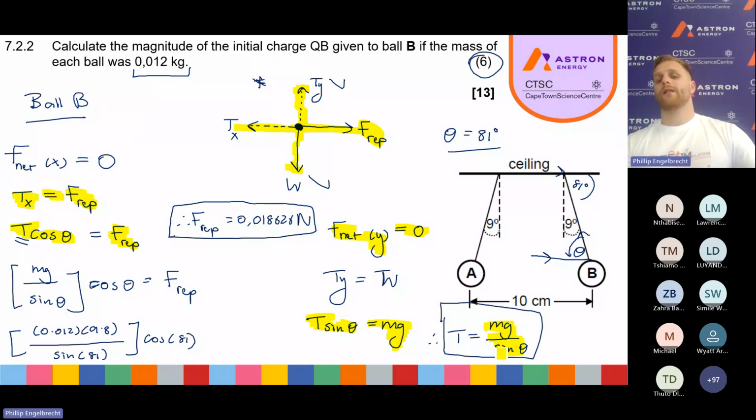Okay? Then what I did was I took this and I substituted that into my equation over here. So this was the original value. I substituted that and I simply filled in the values and I got that. The force of repulsion was this over here.